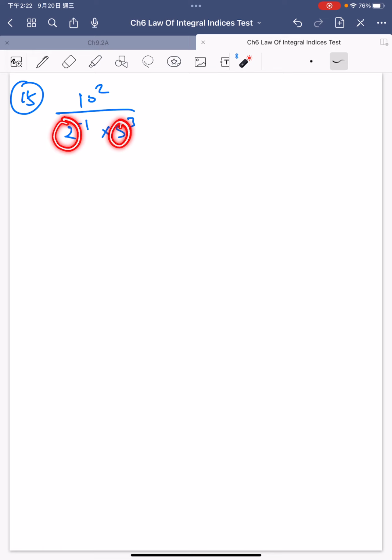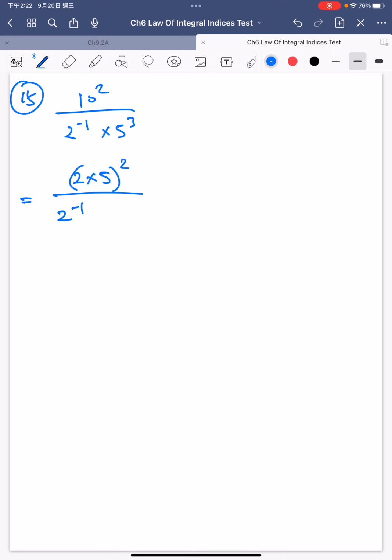And now moving to question 15, we have 10 squared divided by 2 to the power of negative 1 times 5 cubed. This question is a little bit tricky, but please remember that if the bases are not the same, then please don't multiply them together. It's wrong. Alright, so in this question, we can separate, as a tip, this 10 to become 2 times 5. So we have (2 times 5) squared divided by 2 to the power of negative 1 times 5 to the power of 3.